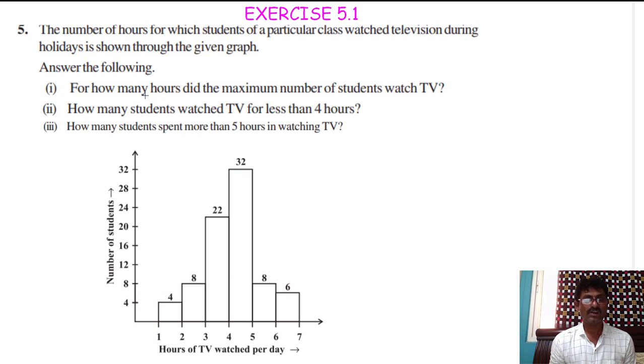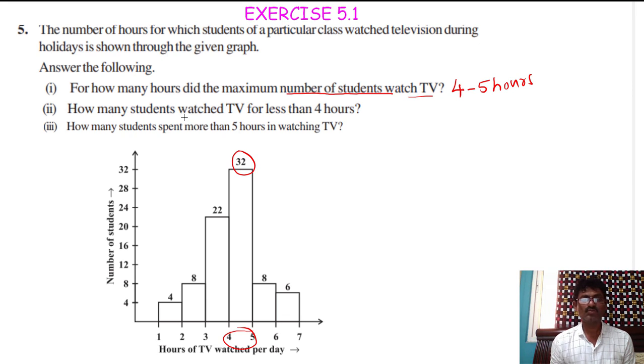So now, for how many hours did the maximum number of students watch TV? The maximum number of students means the number of students is maximum at 32. You see here, this one. The hours related to that one is 4 to 5. So that means the maximum number of students watched TV 4 to 5 hours per day. So this is the answer.